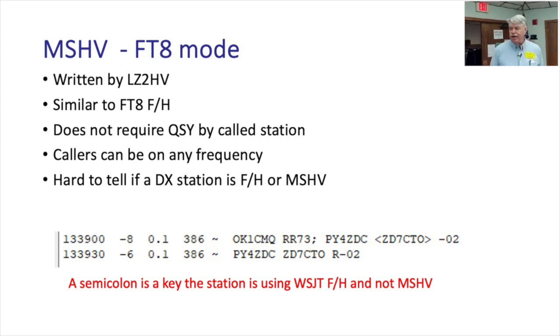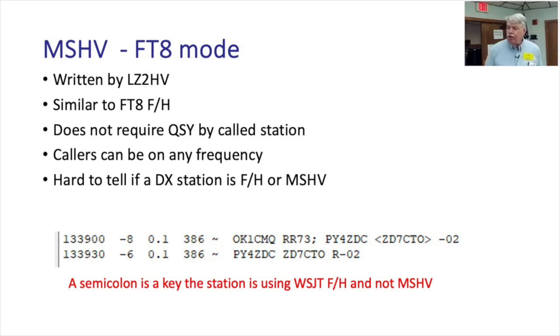The advantage to that is that now instead of only being able to call a guy above 1,000 hertz, you can't go down below about 300 hertz, but you get about another 700 hertz of bandwidth to call, so it spreads out the calling stations, which helps. You don't have to QSY, but the problem is, as Pat says, how do you know the difference between Fox and Hound and MSHV?